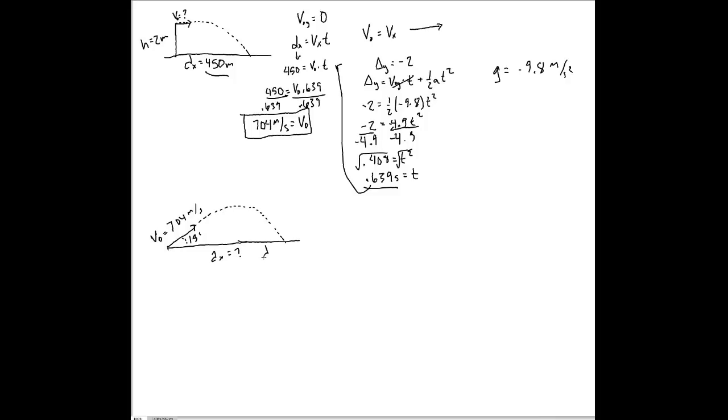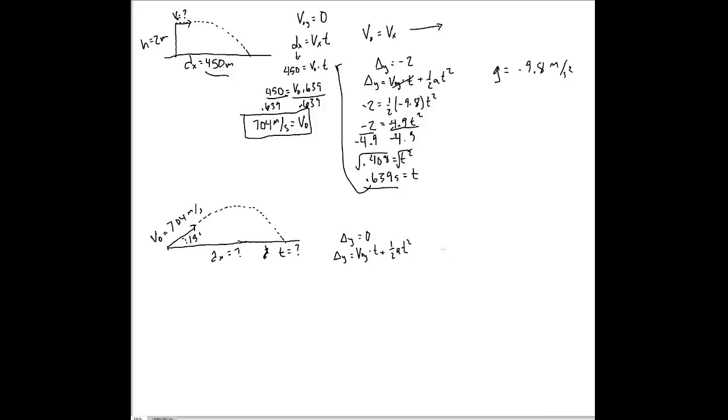We don't know time. So we can use the fact it's fired from the ground and it ends up on the ground. So that means that my delta y is 0. Well, let's use the equation for delta y. Delta y equals my v0y times time, plus 1/2 at squared.